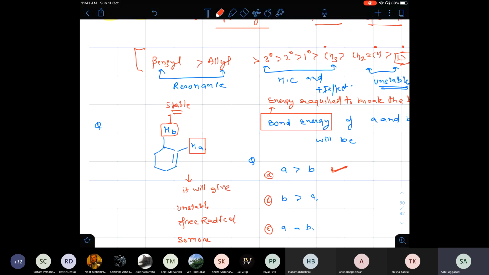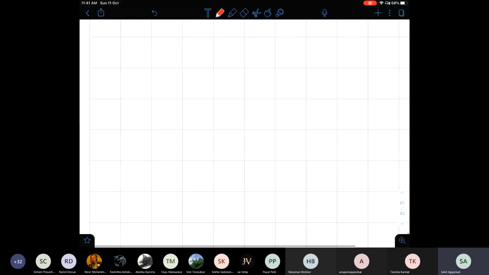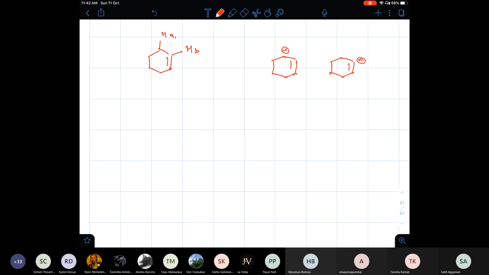If they give this compound and say tell the acidity, then the free radical concept will be over. Then there will be B, there will be A. Make both the anions. Tell me which anion is more stable. A, meaning this has become more acidic.